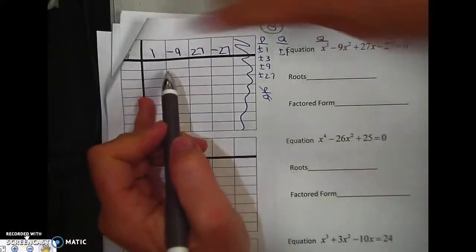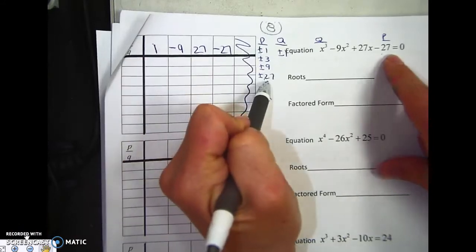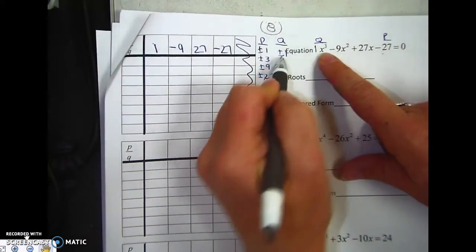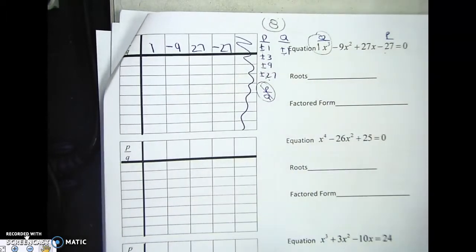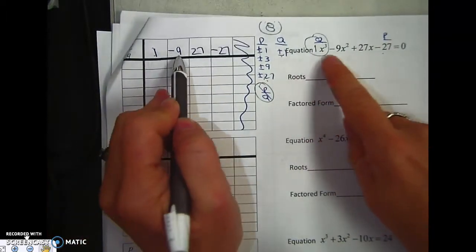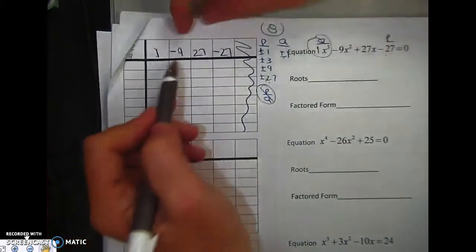So something I wanted to do was write down all my possibilities of P, which are right here, all my possibilities of Q, which are right there. The great thing is whenever Q is 1, there is no fraction, so you don't have to worry about it. Then I wrote down the coefficients, and now I'm going to start trying numbers. Honestly, I don't know what number is going to work.